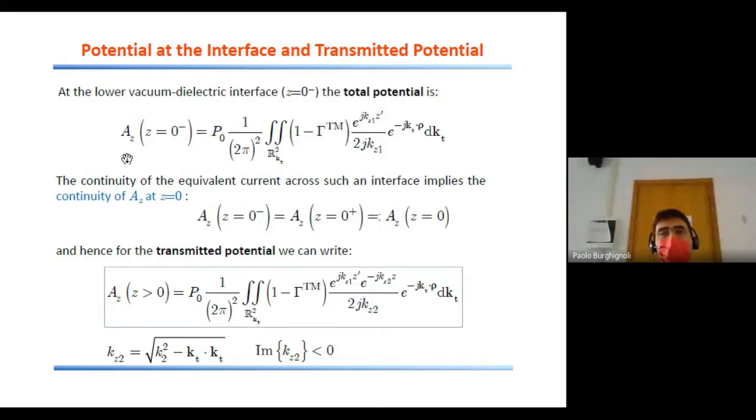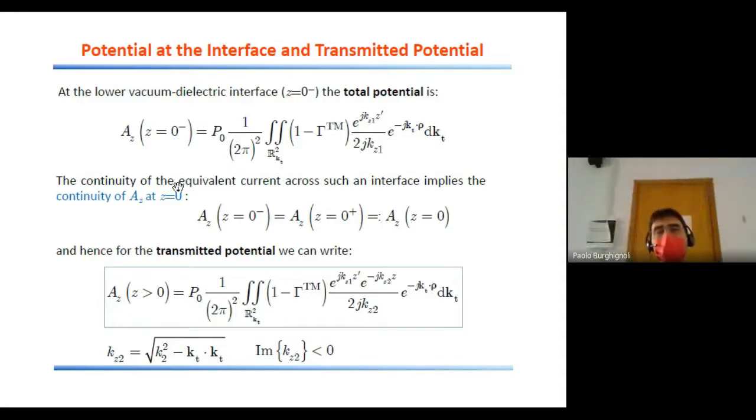So the total potential at the lower vacuum dielectric interface, that is on the plane z equals 0 minus, is given by an integral which contains now the factor 1 minus gamma, where the constant 1 is associated with the incident field and minus gamma is associated with the reflected field. Okay. Note that we are observing things at z equals 0, so now this first exponential contains only the dependence on z prime, that is the location of the source.